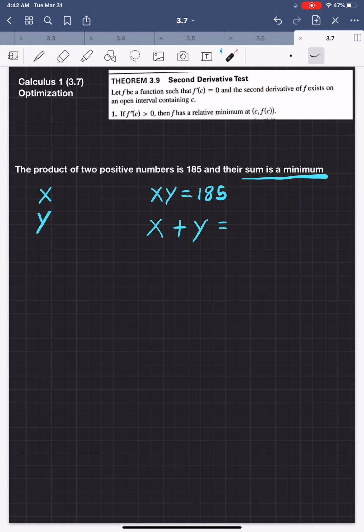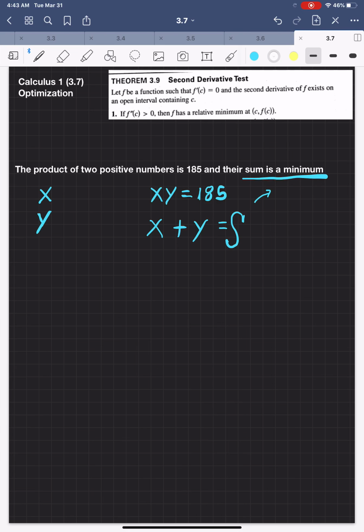So, okay. Now let me see if I can address this question. I'm going to label the x plus y. I don't know what x plus y actually equals because I don't know x and I don't know y yet. But I know that its sum, I'm going to write s because it's a sum, should be a minimum. All right. Now, how do you proceed from here?